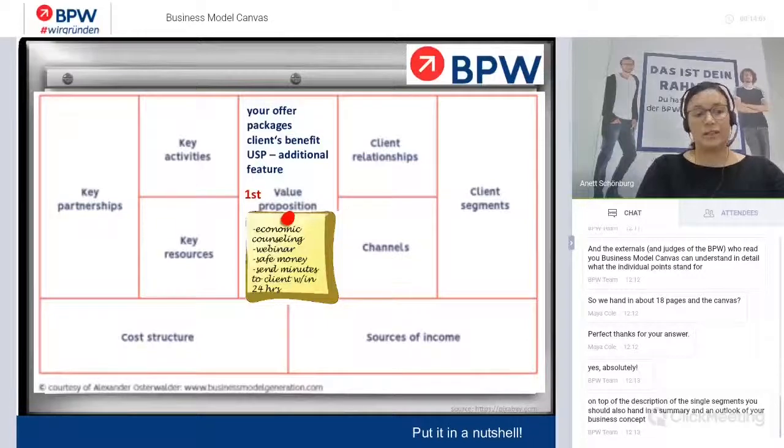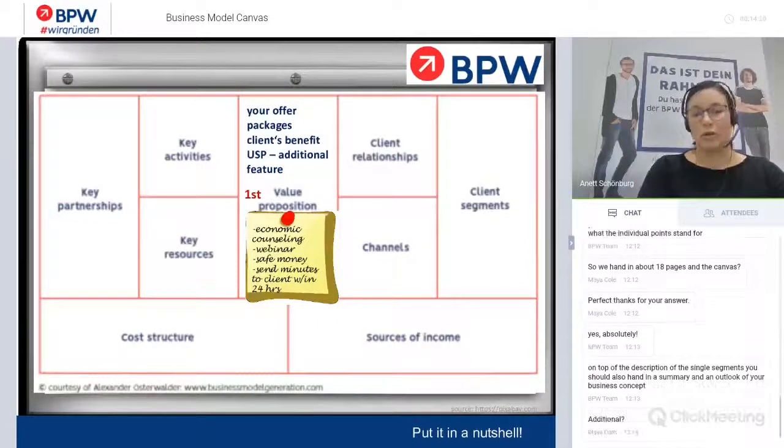Key questions on value propositions are: which product and service packages do you offer your client segment, and how do these differ from the competition? Concerning client benefit, which client needs do you fulfill? Which problems do you help solve with your product or service? What exactly is the client benefit?